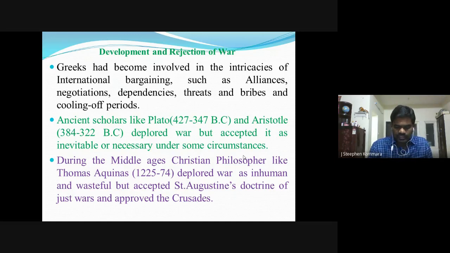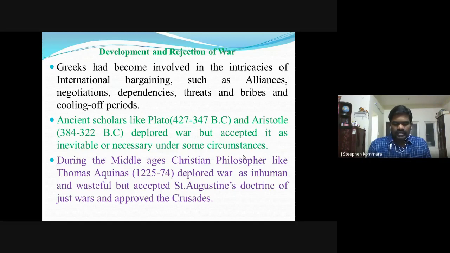Another Chinese philosopher, Mo Ti, belongs to the 5th century BC. He totally rejected war as a criminal and economically wasteful expenditure. According to the Chinese philosopher Mo Ti, war is a criminal and economically wasteful expenditure.